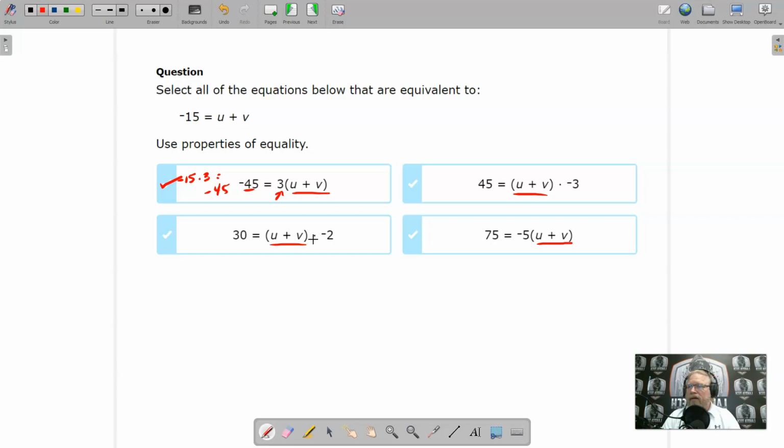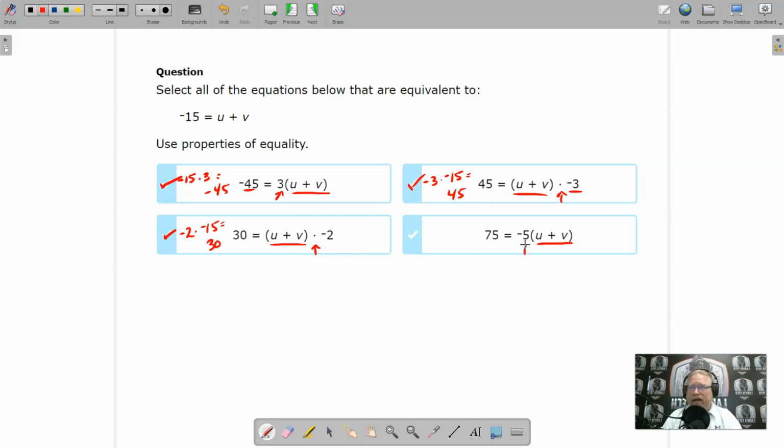Here it looks like they're multiplying by negative 2, so negative 2 times negative 15. Indeed, this does equal a positive 30, so this one checks out as well. Over here we're multiplying by negative 3, so negative 3 times negative 15. Negative times negative is positive. And 3 times 15 is indeed 45, so this one's correct also. So far we've got 3 of them that are correct.